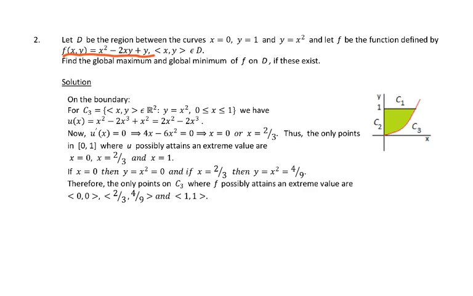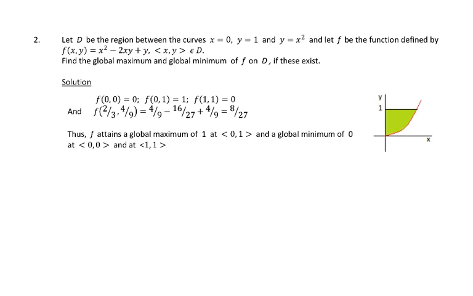By considering the function values at all of the points where f can possibly attain an extreme, we see that the global maximum is 1, and that's attained at the point (0, 1), and the global minimum is 0, which is attained at (0, 0) and (1, 1). That concludes our discussion of problem number 2.